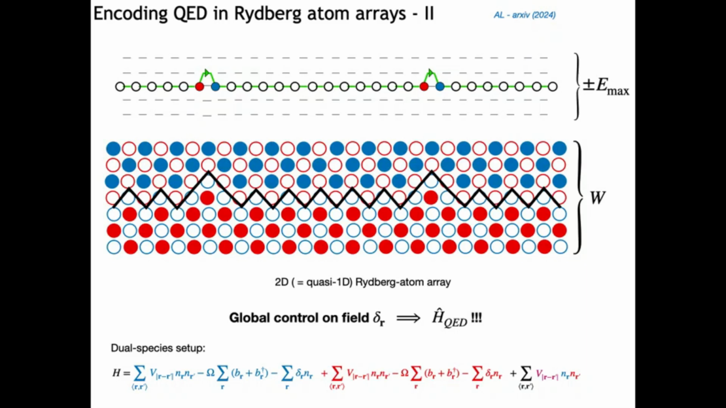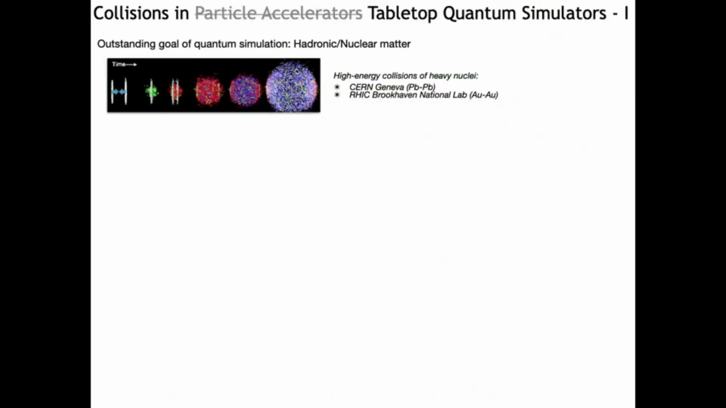This allows you to kill these unwanted terms. So you really realize the Schwinger model Hamiltonian. Okay, maybe I should cut.